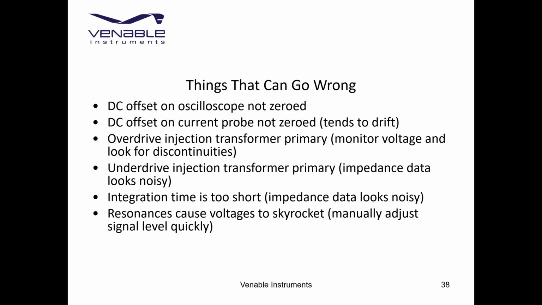You can also underdrive a power system too, but usually you'll have really jagged, I call it noise, I don't know if that's a correct term for it, but you will have really noisy, jagged plots. They won't be smooth. And that will let you know that you're probably not injecting enough signal. Same with integration time. The type of analyzer we use, we don't use sweep averaging. We just try to reject the noise with one measurement. We don't do a bunch of measurements and then try to average out the noise.